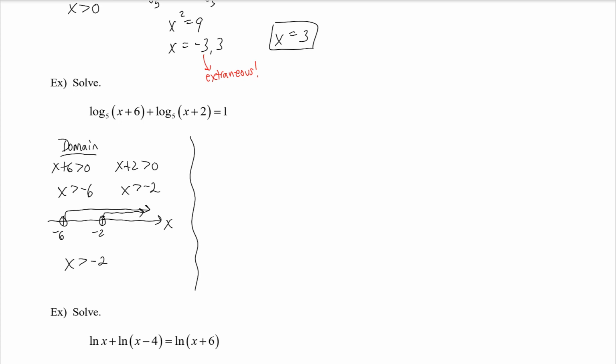So I have two logs with the same base being added together. We know from earlier that we can use one of our properties where I keep the base and I multiply those arguments. I guess I won't skip that step. I've got plenty of room. So I can multiply those arguments together, and then I get x squared plus 8x plus 12, I think, if I do that right. That's log form, so I'm going to switch it to exponential form.